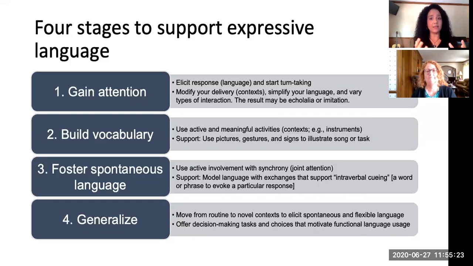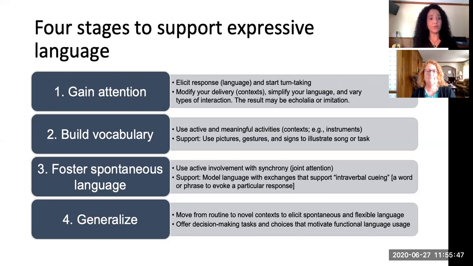After that, if you've gained the attention, you build the vocabulary, using active and meaningful activities. We have instruments here as an example. Students are often very motivated by instruments, so using those contexts can be great for them. You can support this by using pictures, gestures, and signs to illustrate the song or a task, so showing images of the xylophone, showing images of the maracas, as well as having the students play them too.